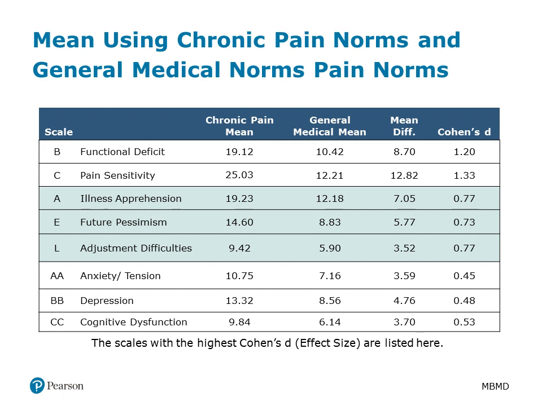Using this metric, the largest of the mean differences are shown here, and they range from things that are greater than 1 standard deviation, such as the functional deficits and pain sensitivity scale, 3/4 of a standard deviation on scales such as illness apprehension, future pessimism, and adjustment difficulties, and about 1/2 standard deviation on things such as anxiety, depression, cognitive dysfunction, and psychological referral scales. All of these are sizable differences and are in the direction of higher scores for the chronic pain norm sample. So you should keep this in mind when you decide which sets of norms to use in interpreting the test results.